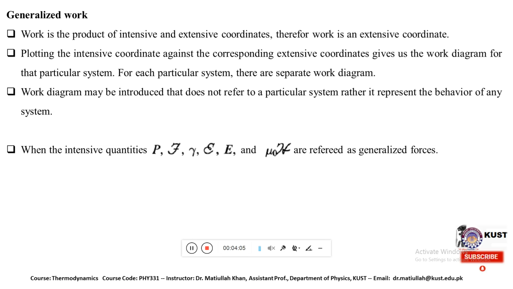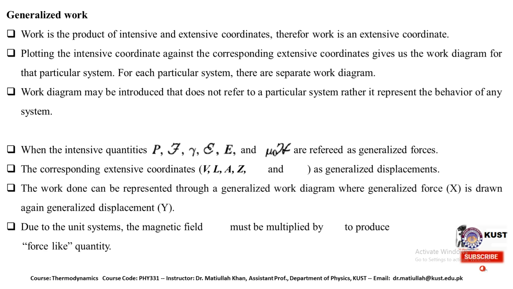So we have some intensive and extensive variables. The intensive coordinates like the pressure, tau, rho, epsilon, E, and similarly mu naught H are referred to as the generalized forces. And some extensive coordinates such as V, L, A, Z, P and M are actually generalized displacements. In the work equation we have two things, one is the force and the other is the displacement. So in all particular cases we have separate forces and separate displacements.